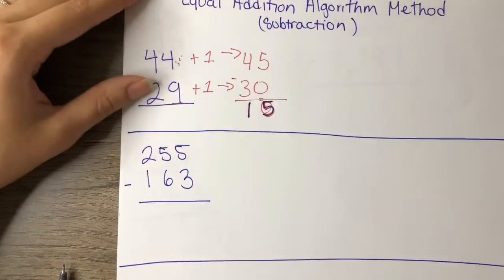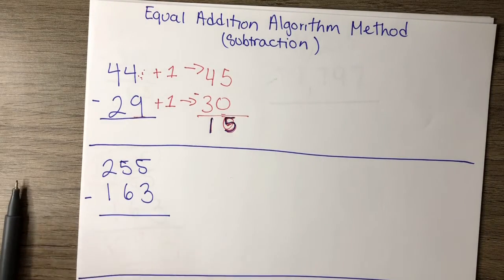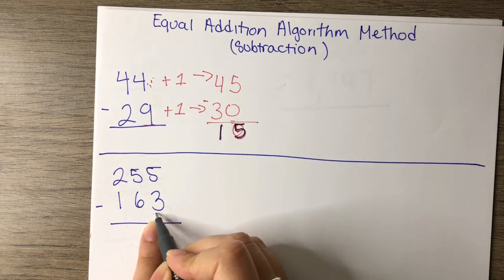So let's try to do it with the equal addition algorithm method. Remember our goal, we want to have a 0 here.